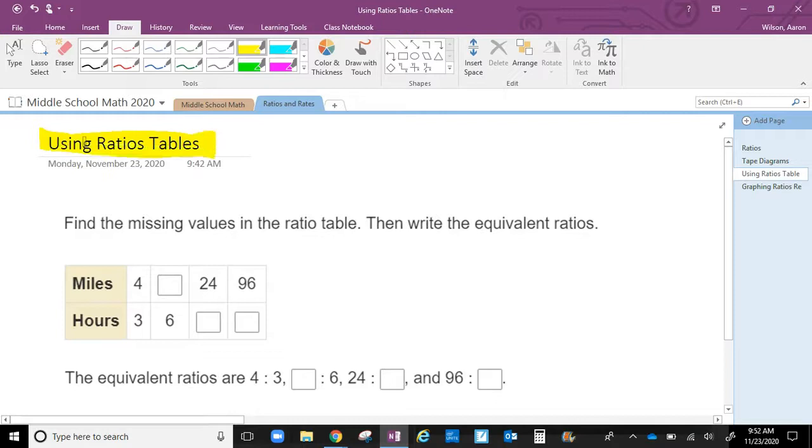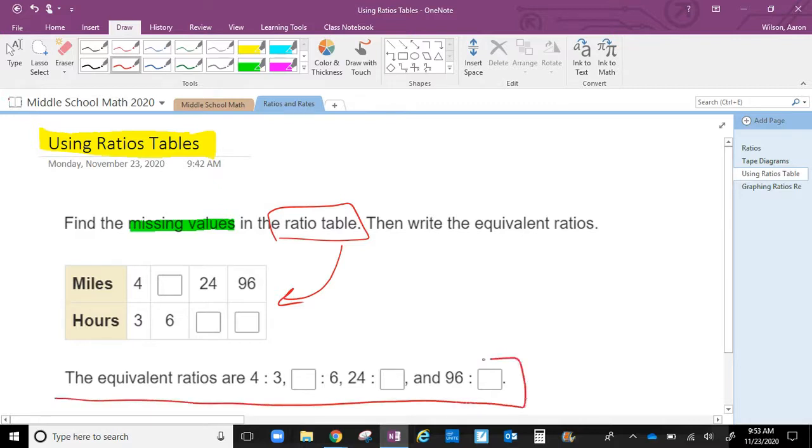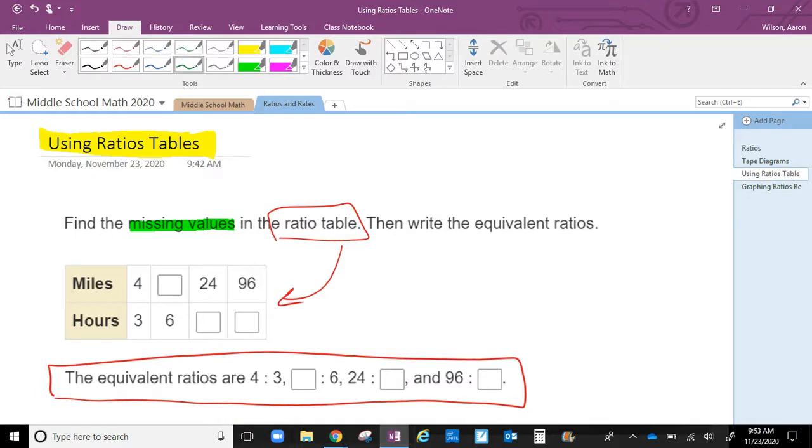All right, today's topic is using ratio tables. So we are supposed to find the missing values in the ratio table, which is pictured below, and then write the equivalent ratios down here. So these are nothing but fractions. So I treat all ratios as fractions. So we are comparing basically the number of hours it takes to travel a particular number of miles. So I like to write them out all as fractions.